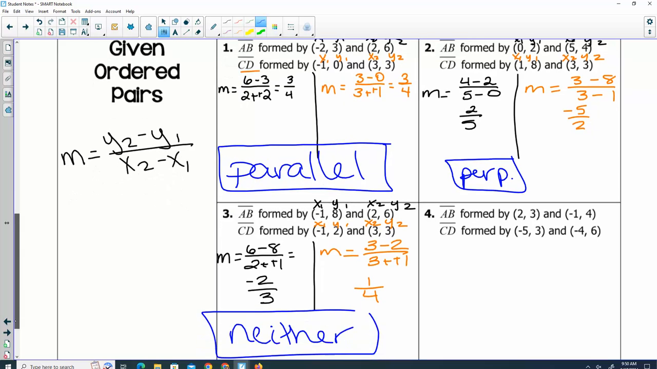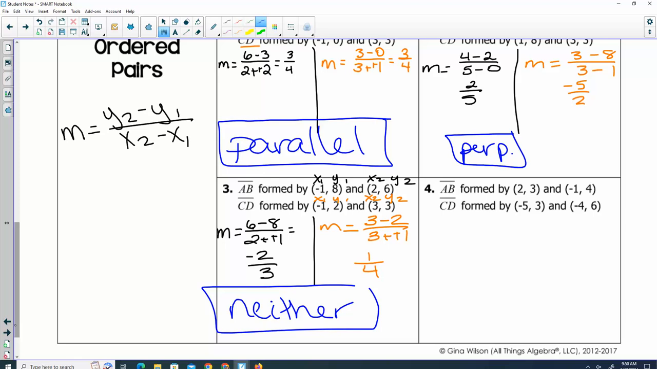All right, you guys try number 4. 3 on this one. So let's take a look. This is my x1, y1, x2, y2. So for the first line, y2 minus y1 over x2 minus x1. So 4 minus 3 is 1. Negative 1 minus 2 is negative 3. So we have a negative 1/3.